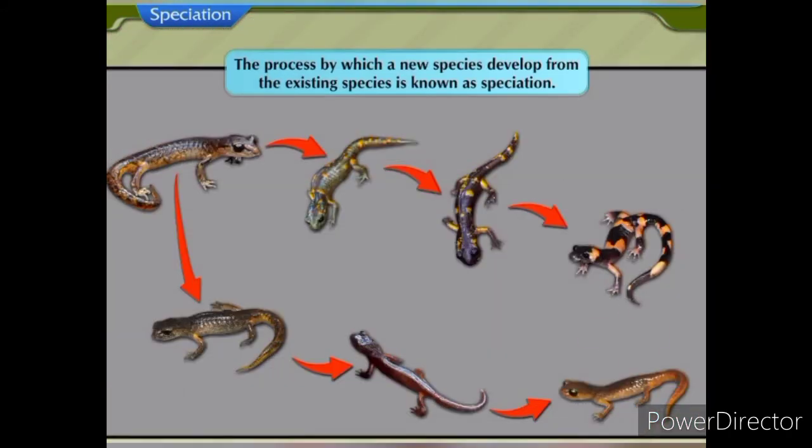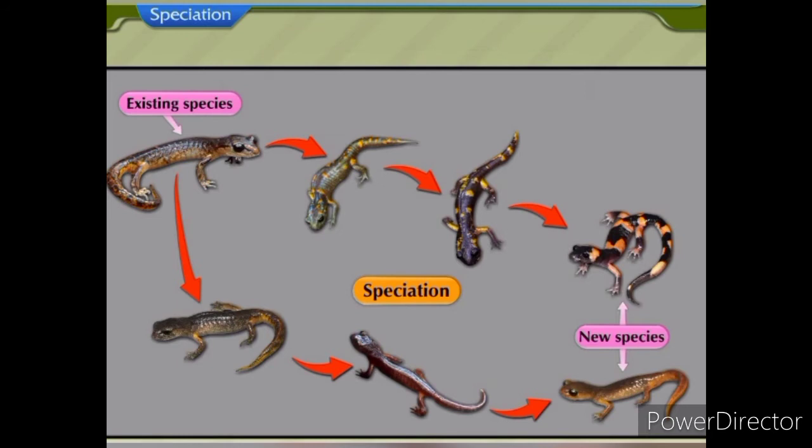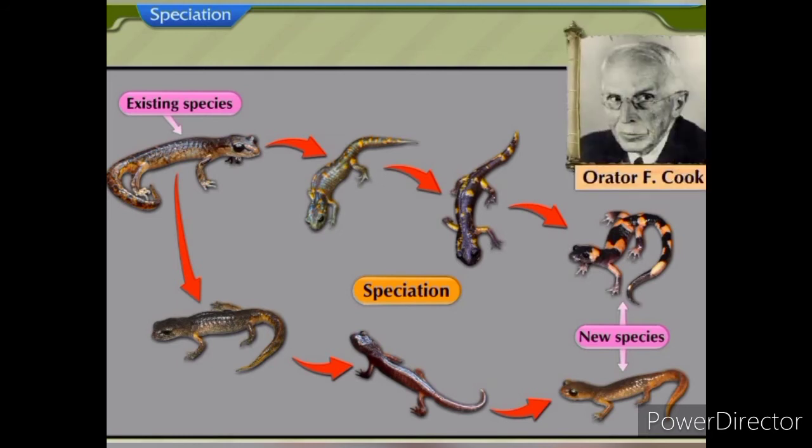The process by which a new species develops from the existing species is known as speciation. The biologist Orator F. Cook coined the term speciation. Let us now proceed to understand how new species are formed from the existing species.